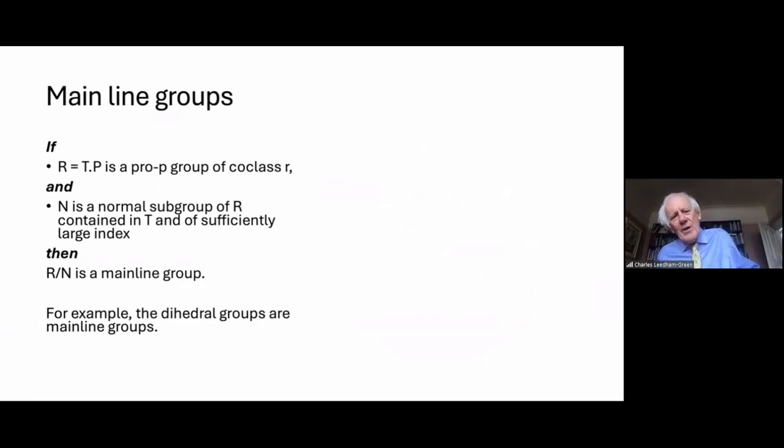We saw for r equals 1 what the form was, and it's similar for arbitrary co-class. You get a lattice T, in other words, a free Z_p-module of finite rank, and you extend it by a p-group. Any quotient of one of these is called a mainline group. For example, the dihedral groups are mainline groups, because you take Z^2 colon C_2, chop off a normal subgroup of this group, and you've got a dihedral group. So those are the mainline groups.